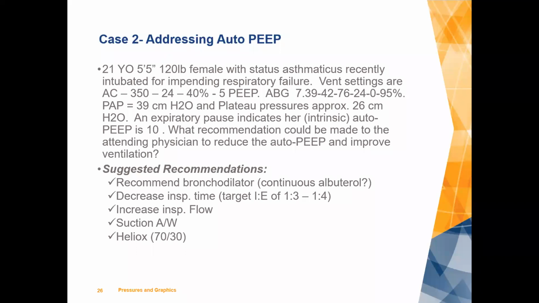So one way to address this in a patient with status asthmaticus, while accepting a SAT of maybe 92 or 93 because you're giving them a slightly lower FiO2, may not be a terrible way to go.